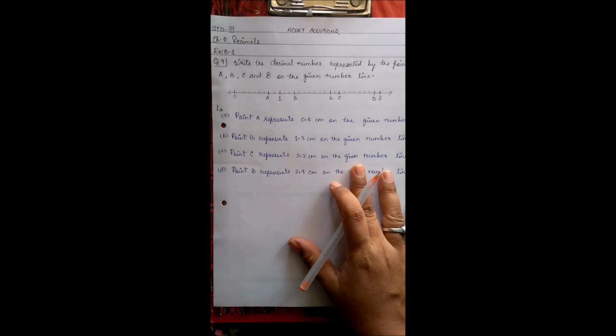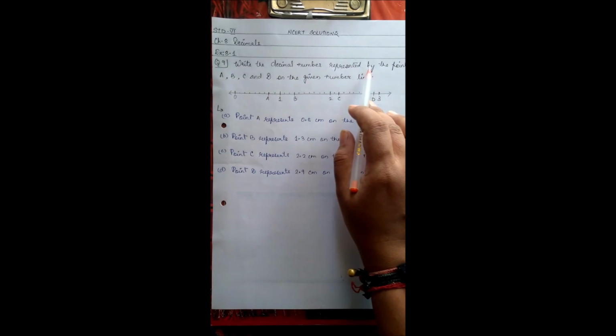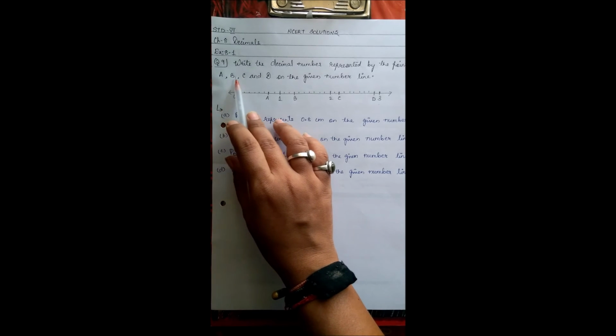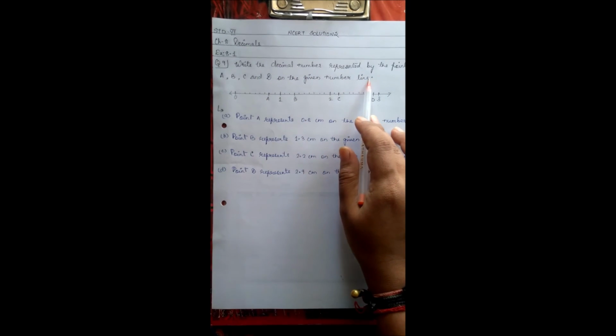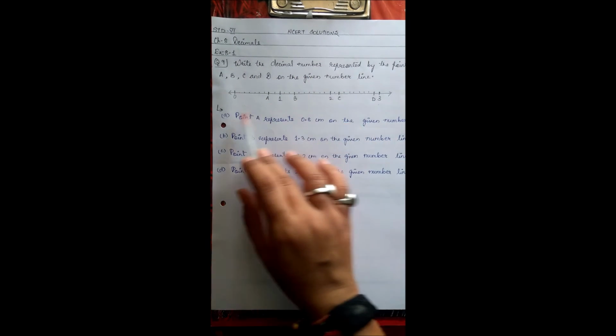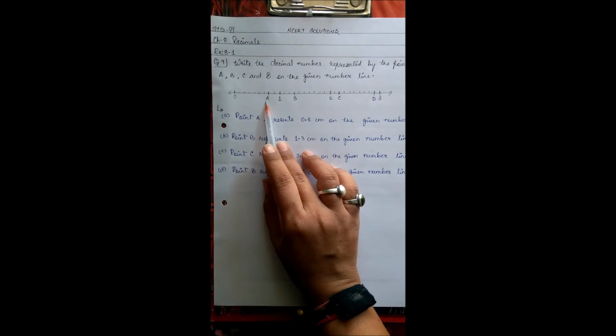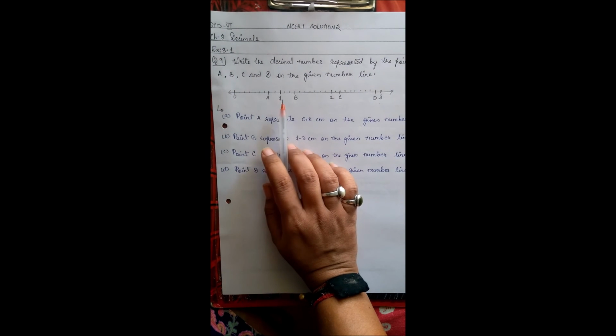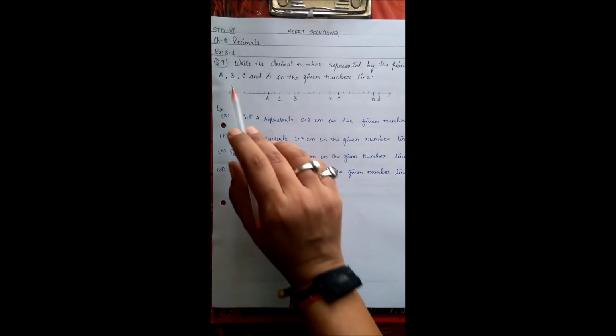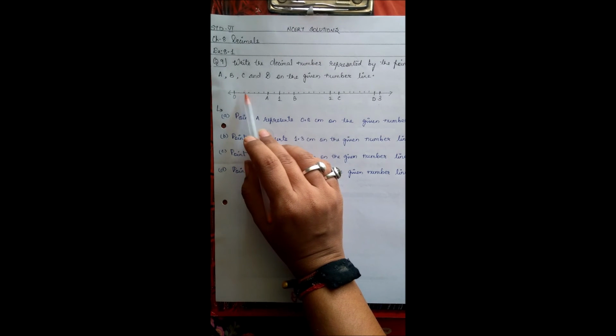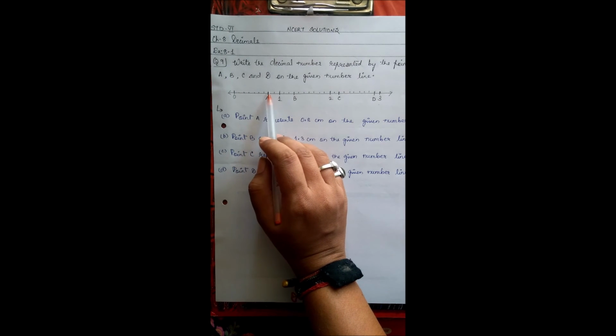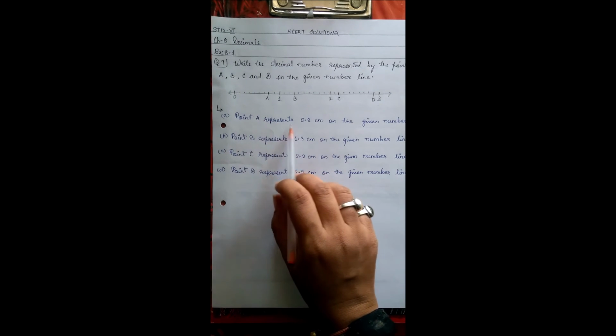Moving to the next question, question 9. Write the decimal numbers represented by the points A, B, C and D on the given number line. Okay, so point A is between 0 and 1. So it is 0, 0.1, 2, 3, 4, 5, 6, 7 and 8. So A represents 0.8 centimeter on the given number line.